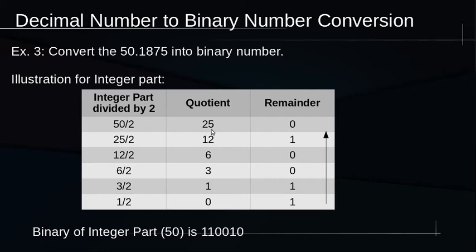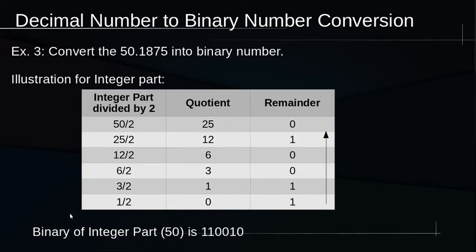We get 25 as quotient, 0 as remainder. Then 25 divided by 2, we get 12 as quotient, 1 as remainder. Then 12 divided by 2, we get 6 as quotient, 0 as remainder. Then 6 divided by 2, we get 3 as quotient, 0 as remainder. Then 3 divided by 2, we get 1 as quotient and 1 as remainder. Then 1 divided by 2, we get 0 as quotient and 1 as remainder.